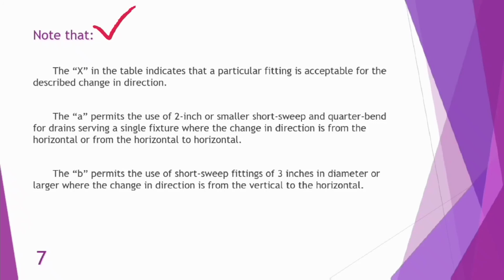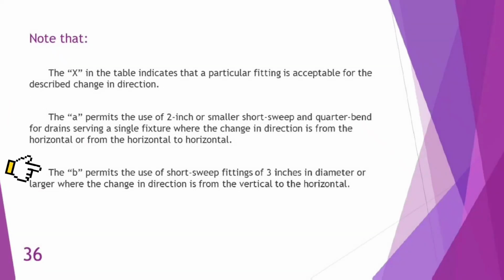Note that also the X in the table indicates that a particular fitting is acceptable for the described change in direction. A permits the use of 2-inch or smaller short sweep and quarter bend for drains serving a single fixture where the change in direction is from the horizontal to horizontal. The B permits the use of short sweep fittings of 3 inches in diameter or larger where the change in direction is from the vertical to the horizontal.